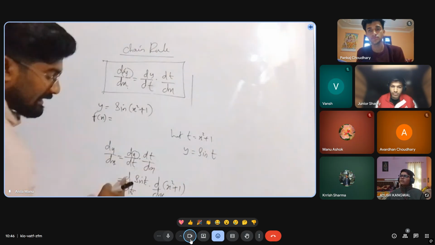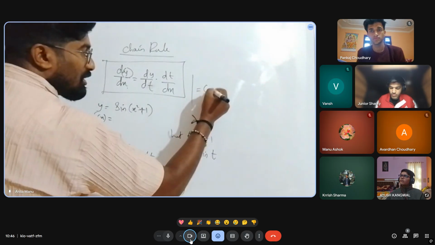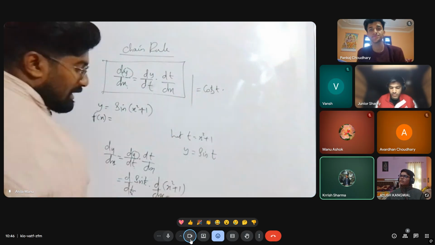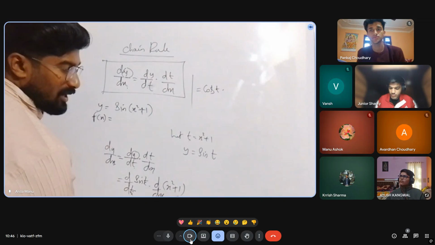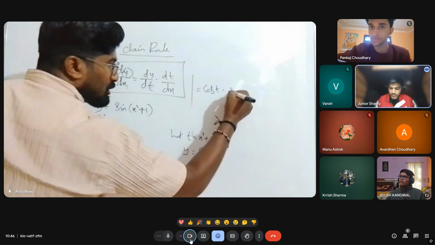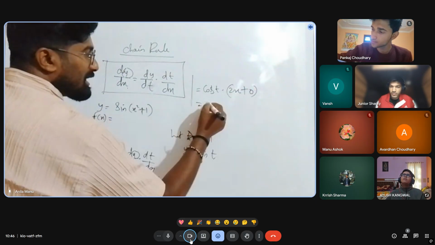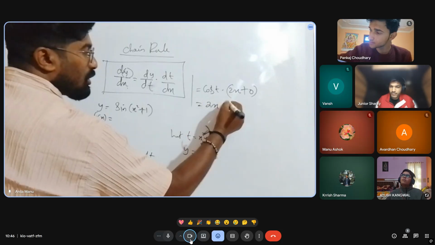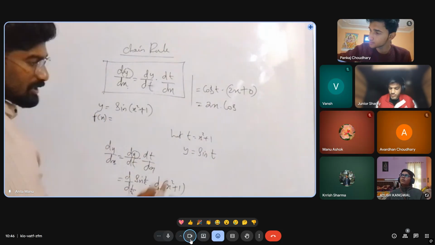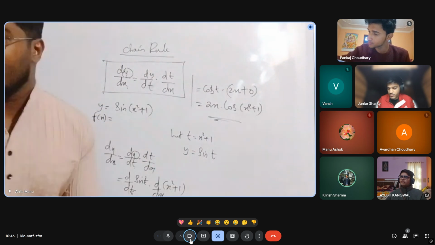Check it. Derivative of sine t, you know that the derivative of sine t is cos t, right? Derivative of x square plus 1, some rule you can use. Derivative of x square is 2x plus derivative of constant is 0. So you got the final answer, 2x into cos t, resubstitution, t is x square plus 1. Okay, this answer. Understood?